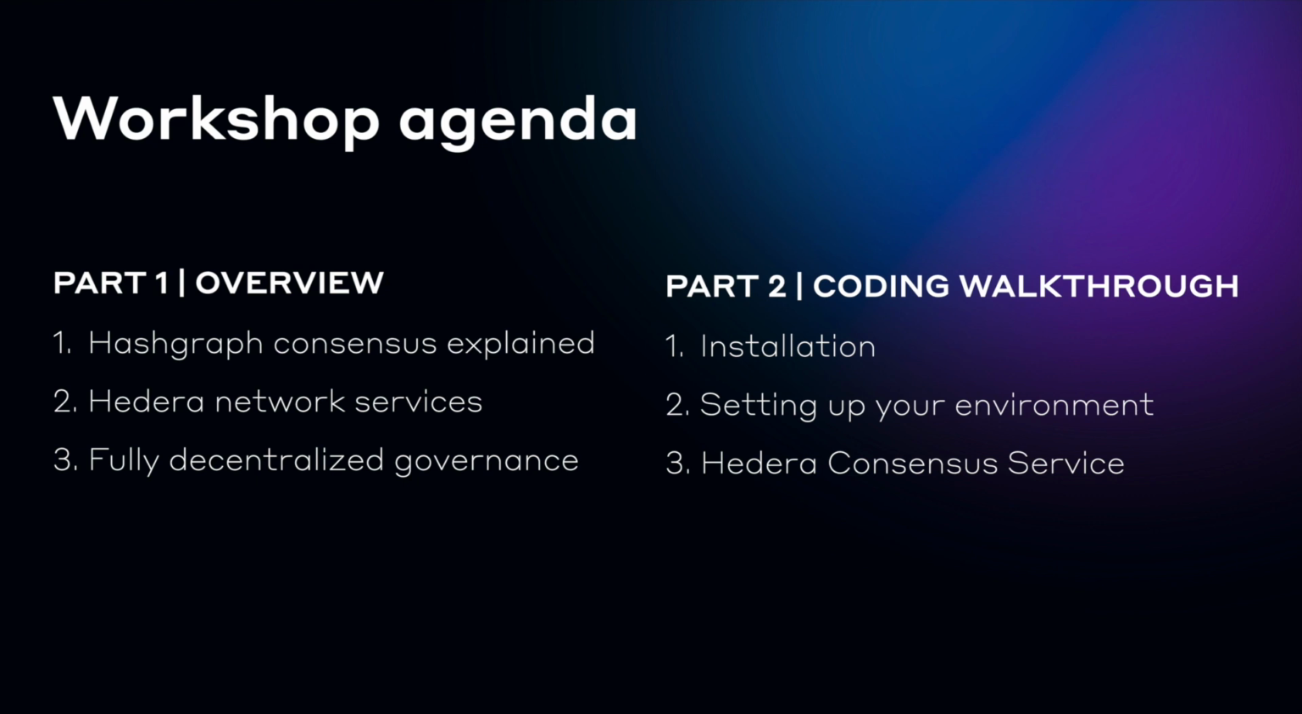So let's take a quick look at the workshop agenda for the day. We've got part one, which is the overview. I'm going to be explaining how Hashgraph consensus works and the differences between Hashgraph and blockchain. Then we're going to talk about the Hedera network services and the fully decentralized governance of the Hedera network. Then Cooper Coons is going to take over. He's going to be doing a coding walkthrough with you. That'll include installation, setting up your environment, and then submitting your first message and creating a topic for Hedera Consensus Service.